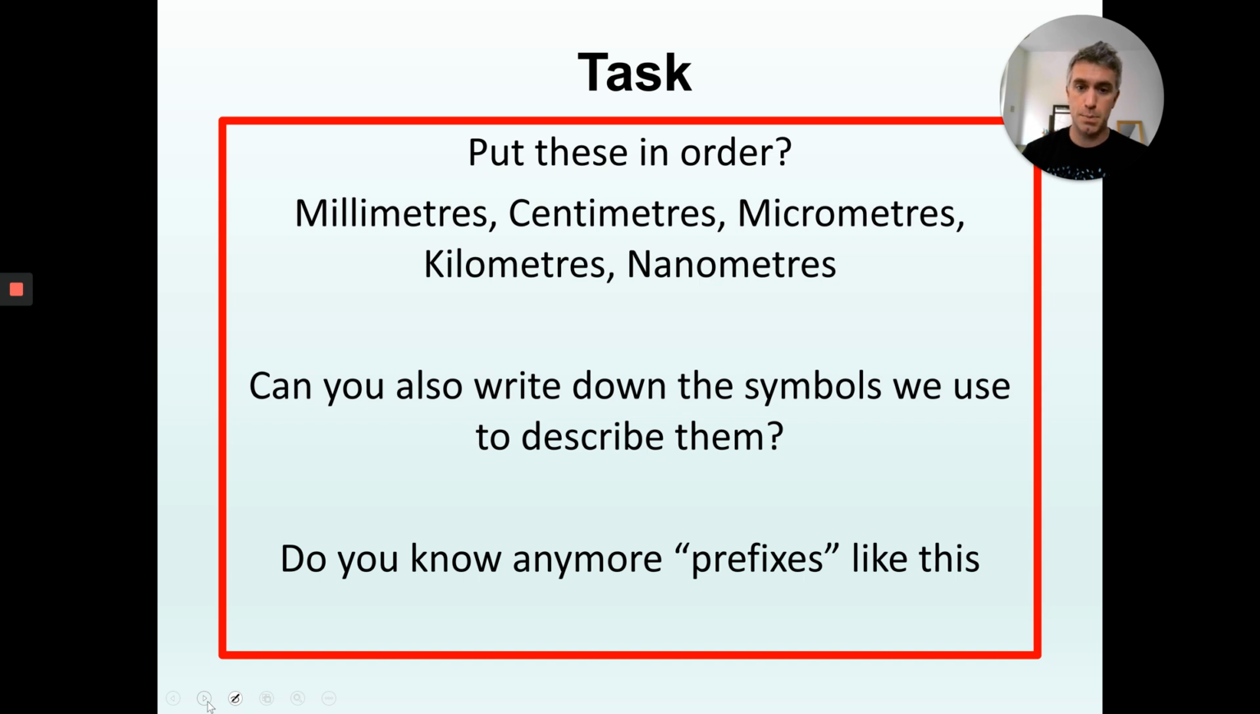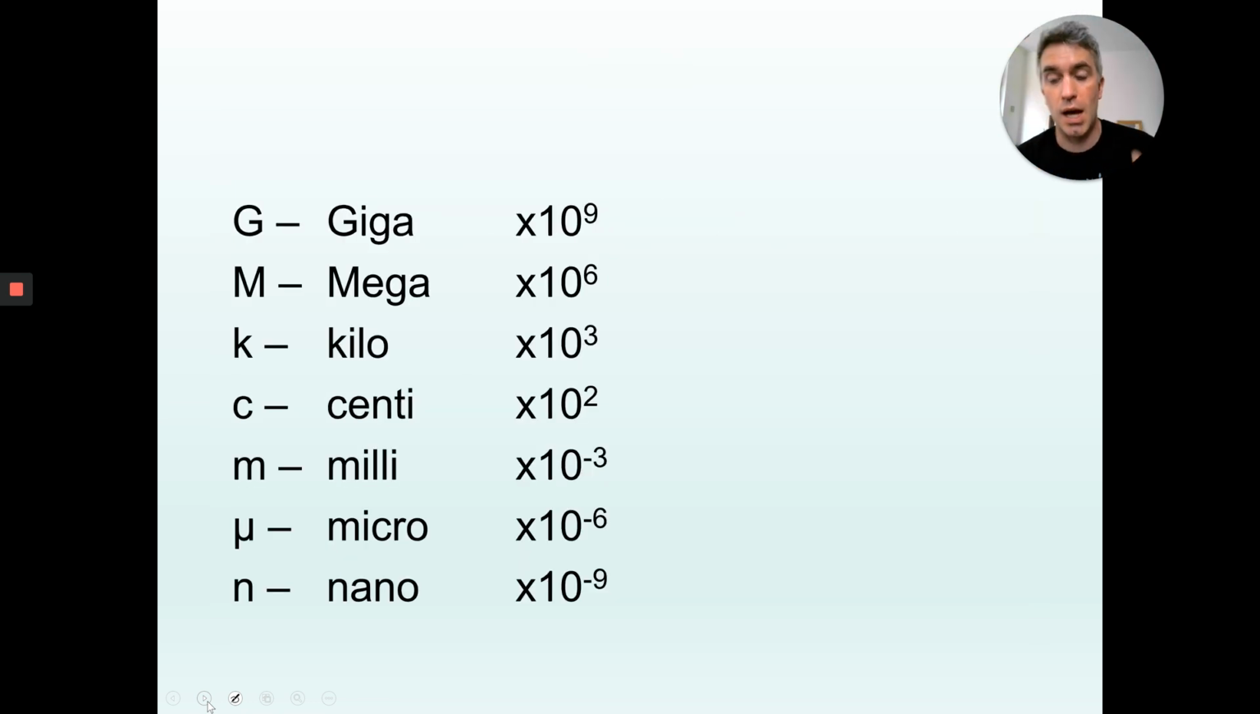Have we done this? Yes, excellent. Well done. Right, let's check your answers. Going from the biggest down to the smallest, the ones that you need to know. The biggest that you need to know is giga. Giga, in standard form, is 10 to the 9. A gigameter is a billion meters. Mega is like a million, 10 to the 6. And kilo is 1,000, 10 to the 3 in standard form.